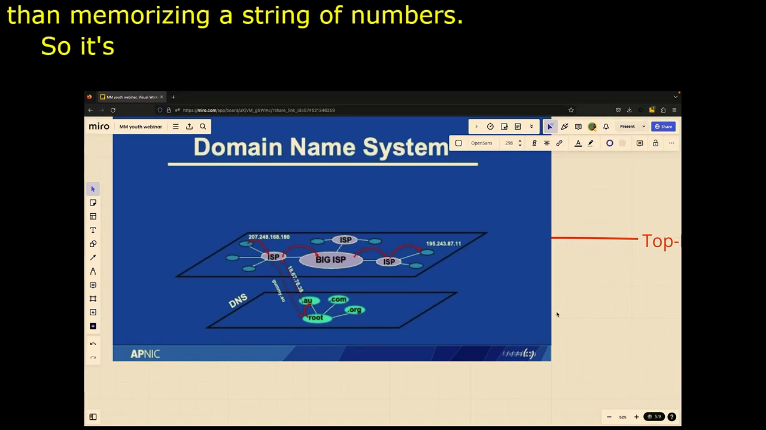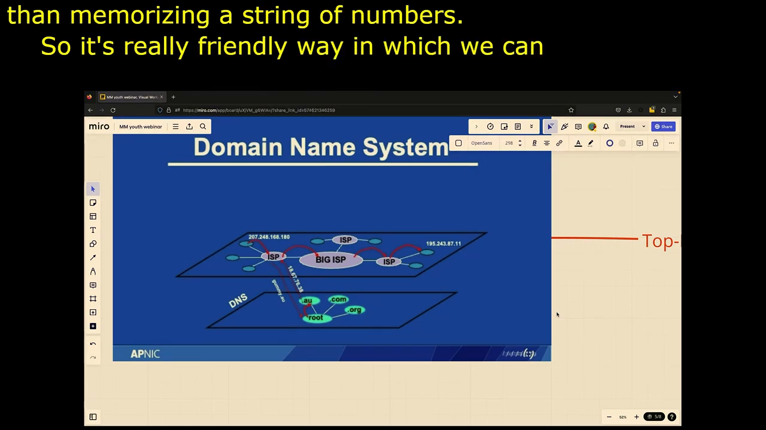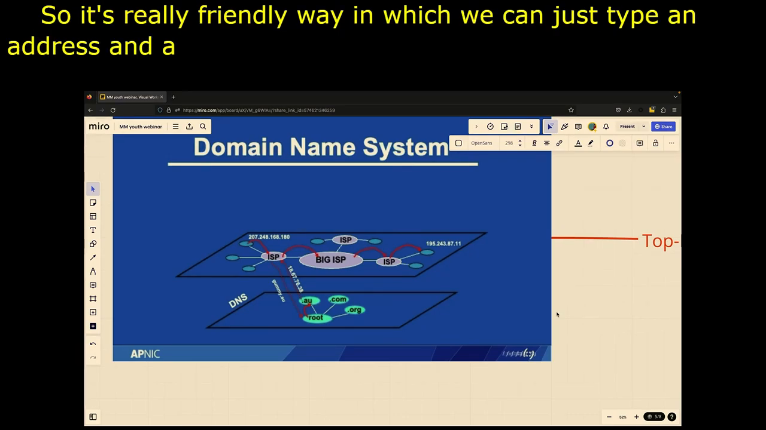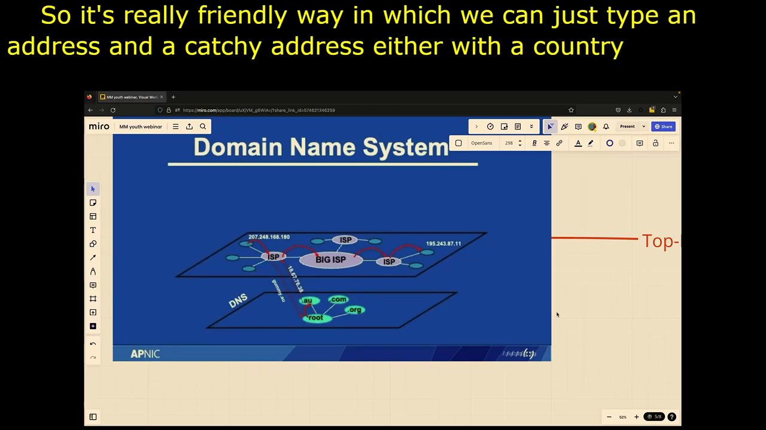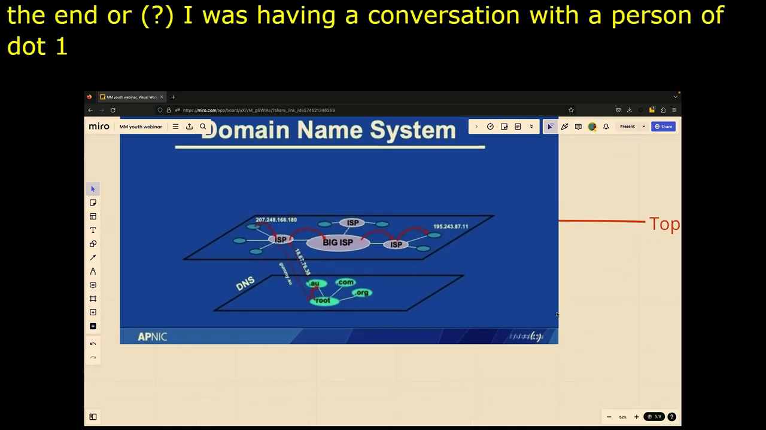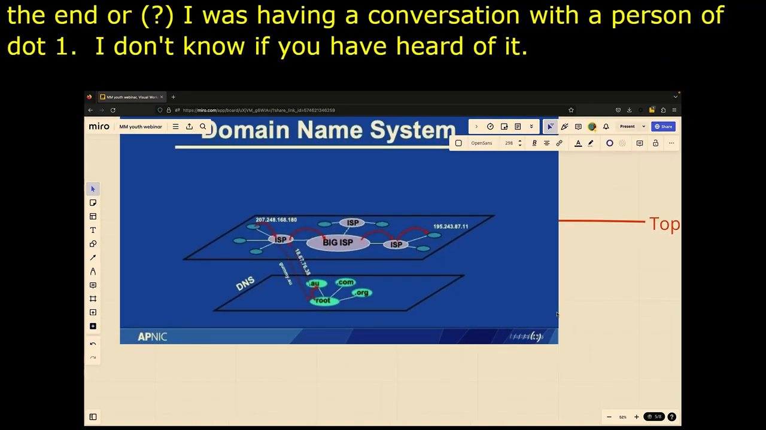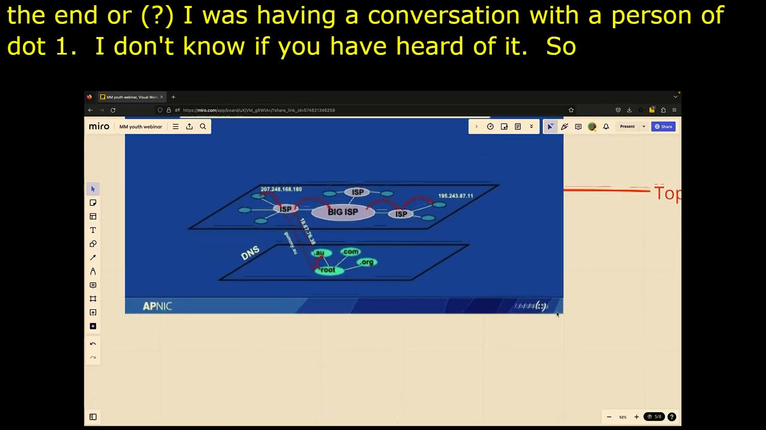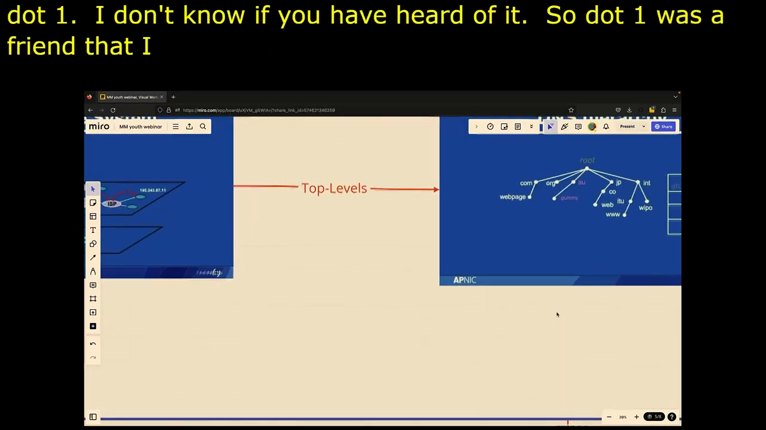It's a really friendly way in which we can just type an address, a catchy address, either with a country code at the end or with a crazy gTLD. I was having a conversation with a person of .1. I don't know if you have heard of it. Denny .1 was a friend that I just met recently with that website.